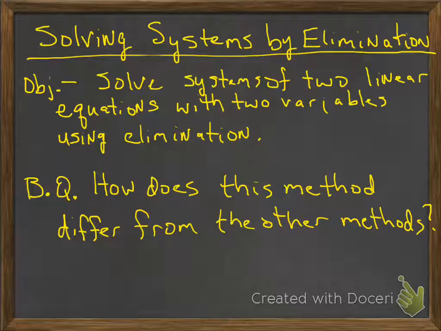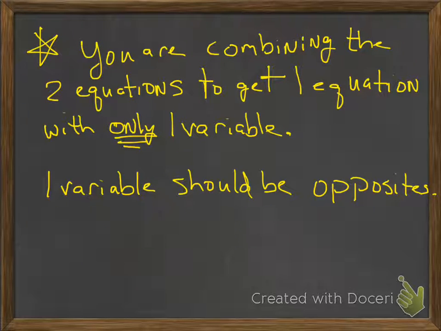Okay, so there's different reasons why we use certain methods, and you're going to get to pick which one you like. The idea here is you're going to be combining the two equations to get one equation with only one variable. Now, to be able to do this, you need one variable to have opposites, like opposite coefficients. You'll see the examples there. If they aren't opposites, you have to make it happen, and again, I'll show you those with some examples.